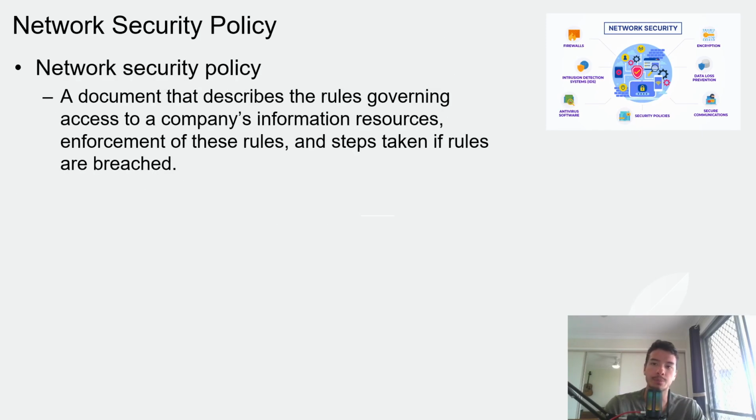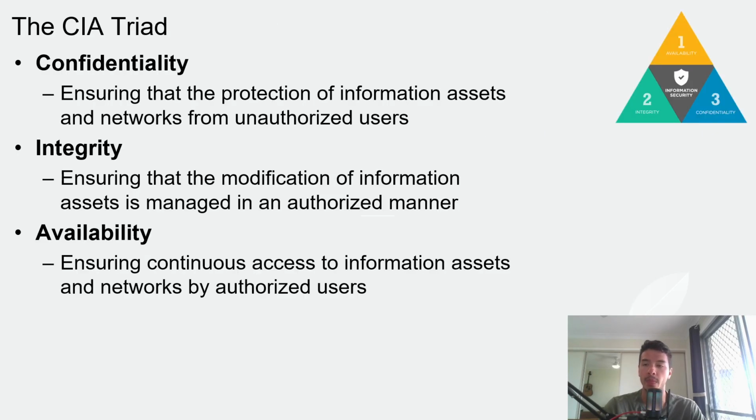A network security policy is a document that describes the rules governing access to the company's information resources, enforcement of these rules, and steps taken if rules are breached. So when you read terms and conditions, that's sort of what it would be like and how it works. It tells you what happens to your data and all this kind of stuff.